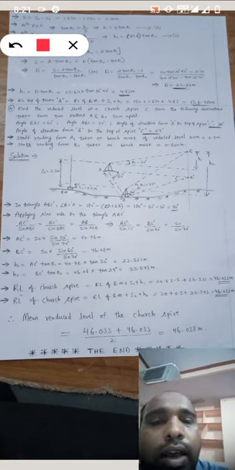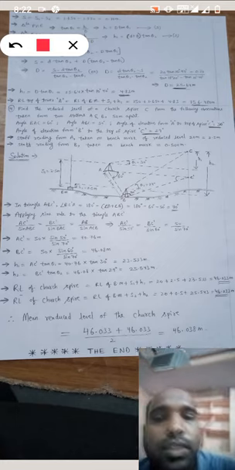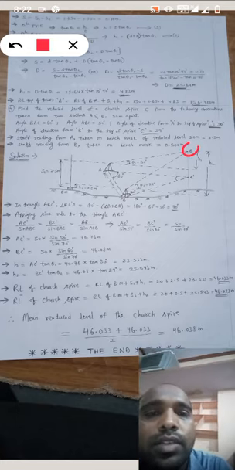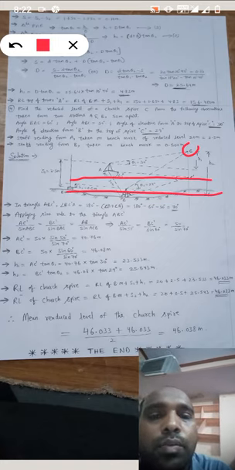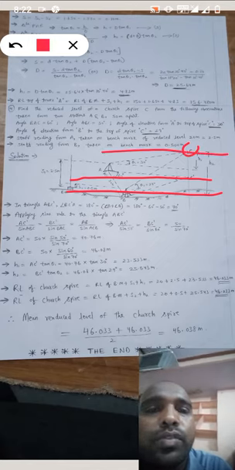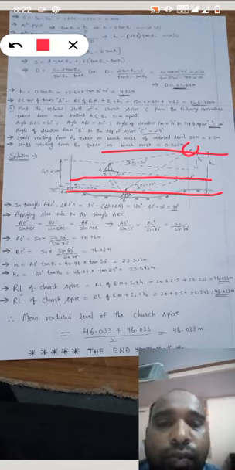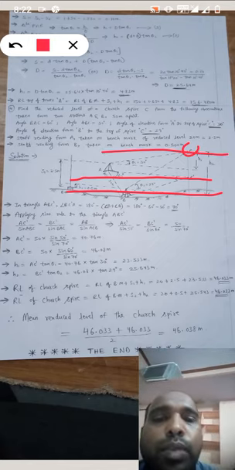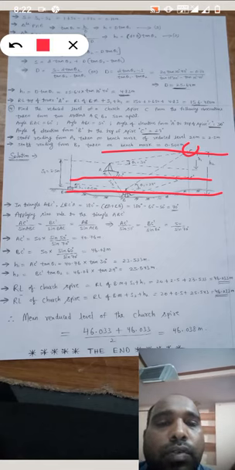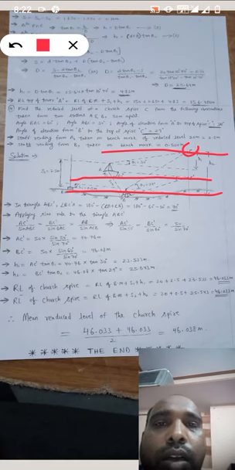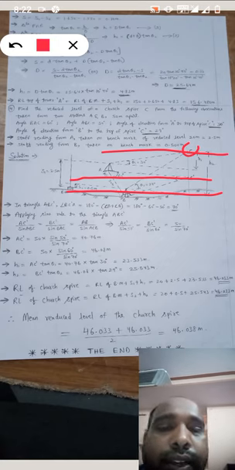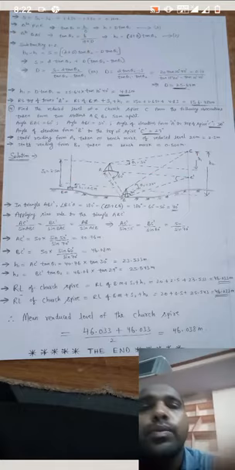So this is the RL of church spire, equal to RL of benchmark plus S1 plus H1. Next, RL of church spire equal to RL of benchmark plus S2 plus H2. So finally, the mean reduced level we will get is 46.038 meters. So this is the end of the topic. Thank you to all.